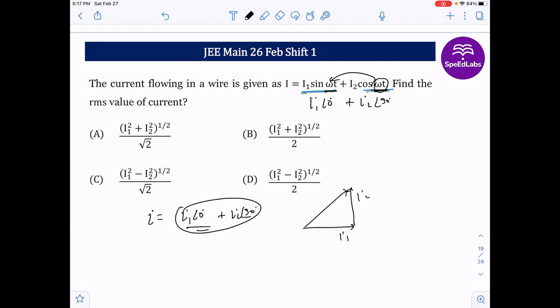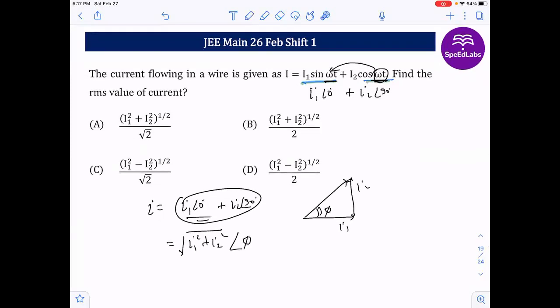Then what phasor are we going to get? The phasor we get is the square root of I1 square plus I2 square at angle phi, and surely tan phi is equal to I2 by I1. Now this is the peak value, the term that comes outside the phasor. So the peak value of current is the square root of I1 square plus I2 square. They want to know the RMS value, so it is the square root of I1 square plus I2 square divided by root 2. This will be the answer.